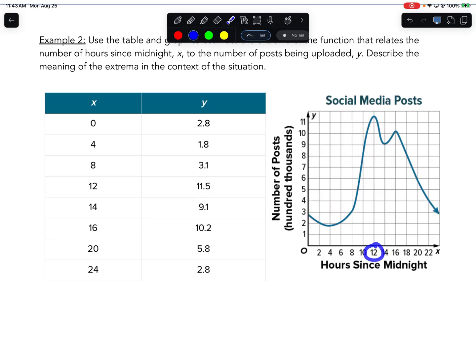Right there, right? That's the most. What time of day is this? If it's 12 hours since midnight, 12 p.m. Is that true in your life? When do you think the most social media posts are? Midnight. More like middle of the night, right?